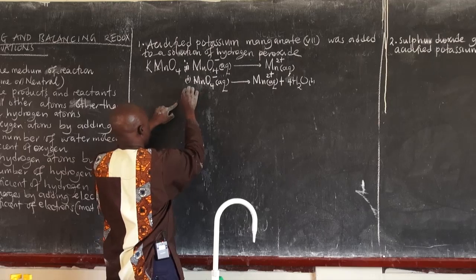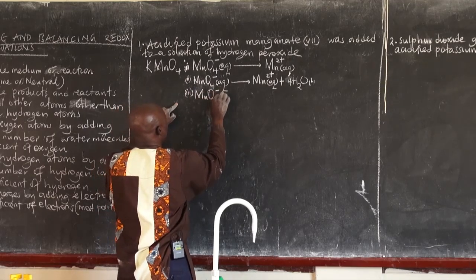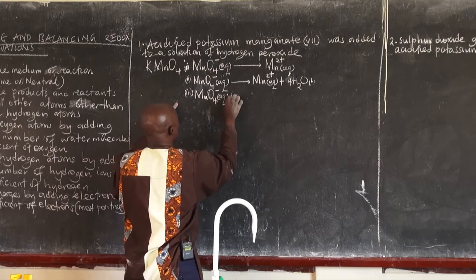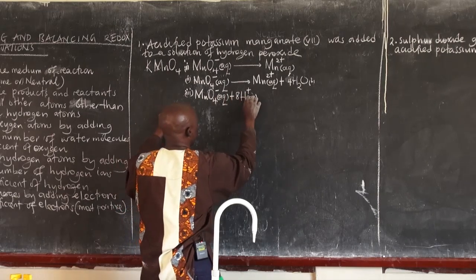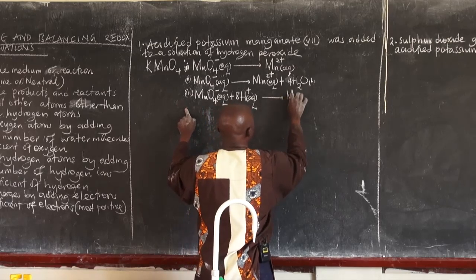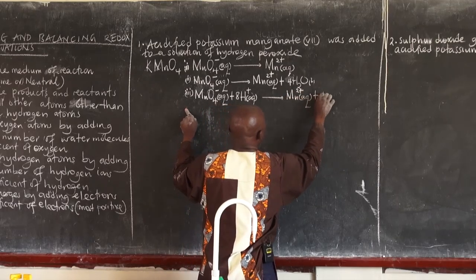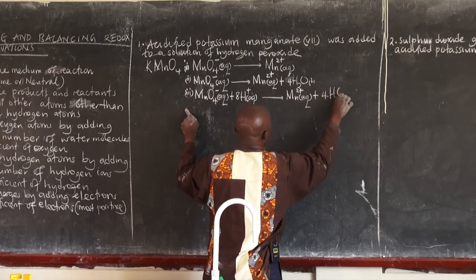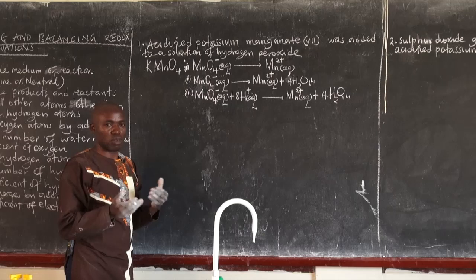So next step is to balance hydrogen atoms by using hydrogen ions. So I'm going to add 8 because the other side there is 8 hydrogen atoms. So I use 8 hydrogen ions to get manganese 2 ions, then plus 4 water molecules. So that right away gives us the balanced equation in terms of atoms.